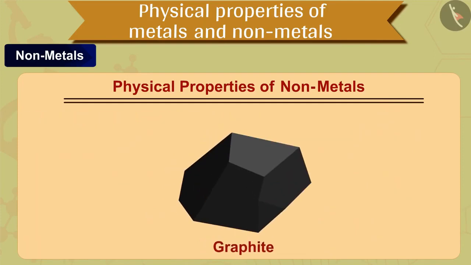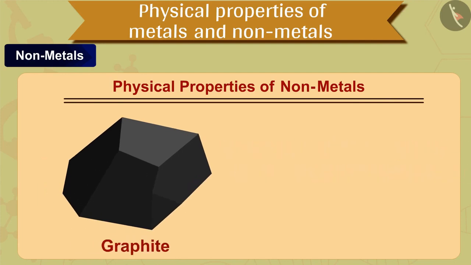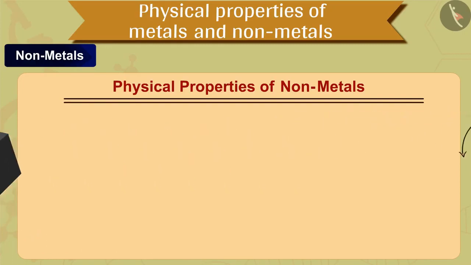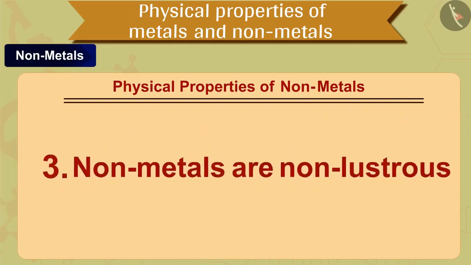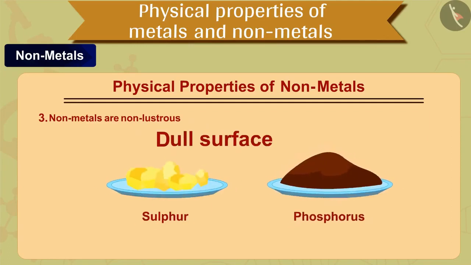You will be fascinated to know that graphite, which is a non-metal, is a good conductor of electricity. It is the only non-metal which is known to conduct electricity due to the presence of free electrons. The next, third property of non-metals is that non-metals are non-lustrous. It means that they have a dull surface. For example, sulfur and phosphorus.